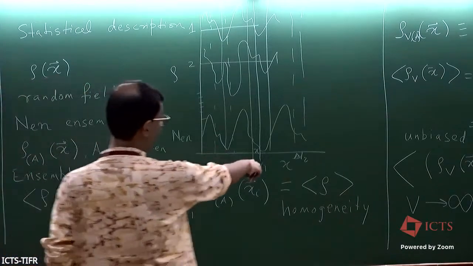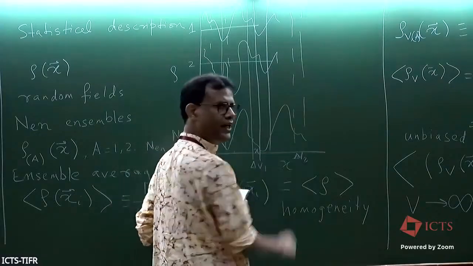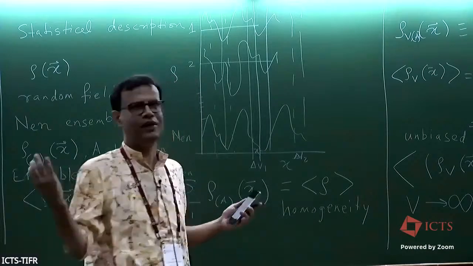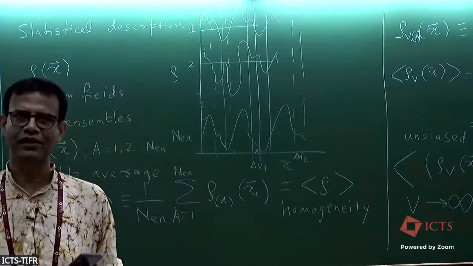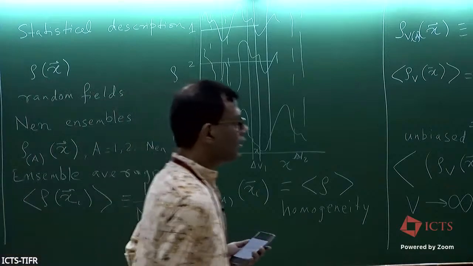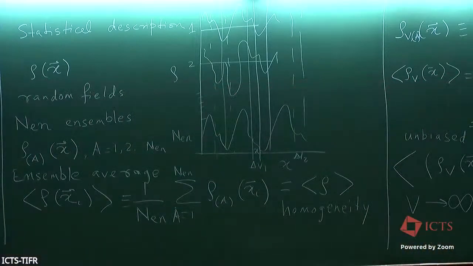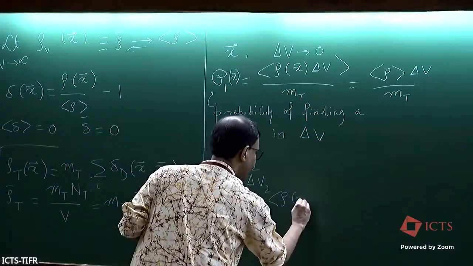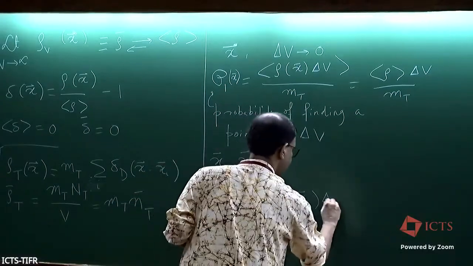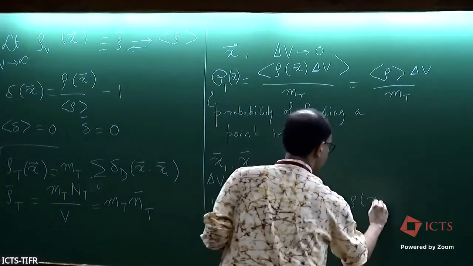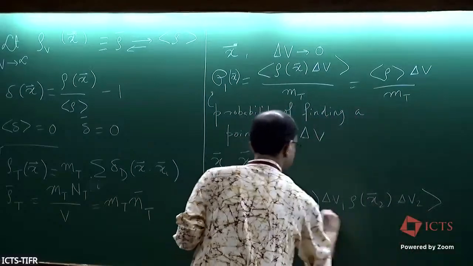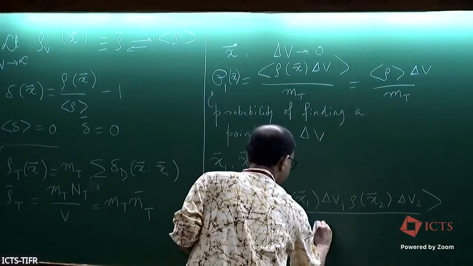So depending on realization, some realizations will have a point here and here. Some realizations may not. It may have a point here but not here, vice versa. It may not have a point in any of these. So those are not counted. So this is a kind of joint probability, and just by looking at it, it will be rho x1 delta V1, rho x2 delta V2, divided by n_t square.